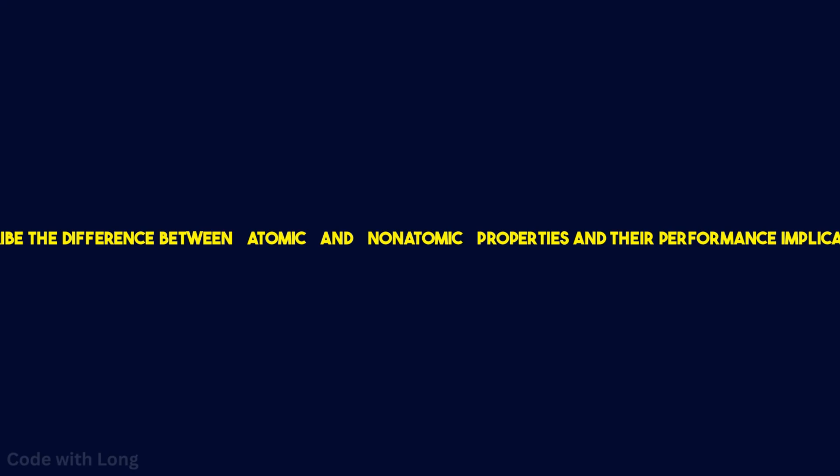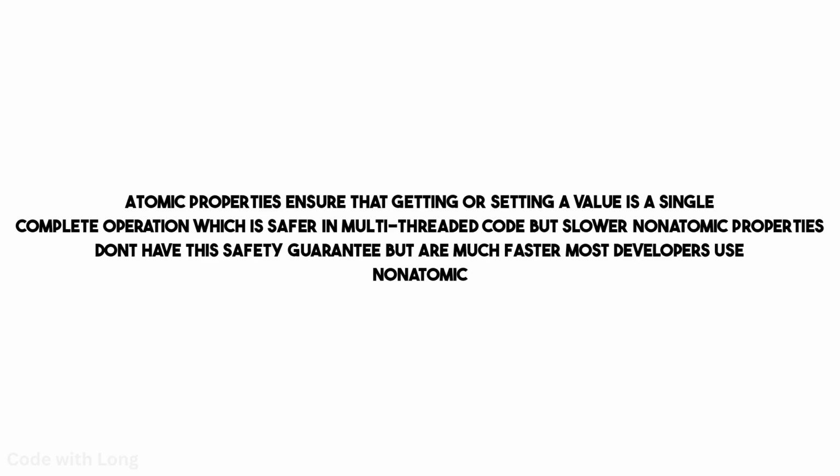Describe the difference between atomic and nonatomic properties and their performance implications. Atomic properties ensure that getting or setting a value is a single, complete operation, which is safer in multi-threaded code but slower.